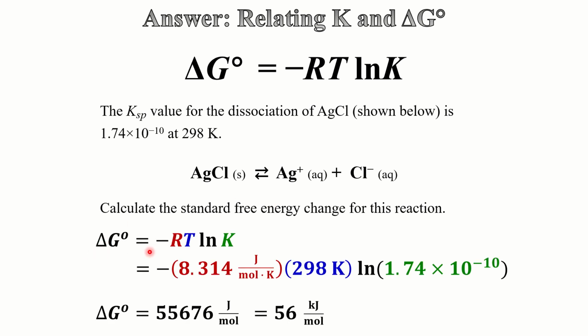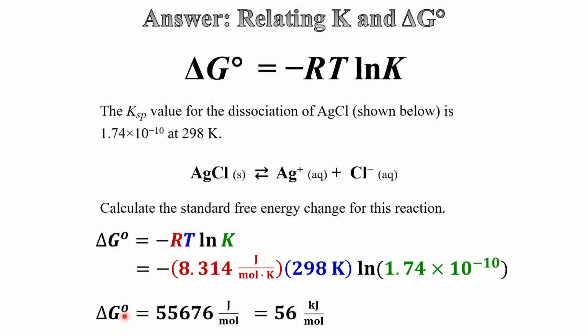Delta G naught equals negative RT ln K, so we've got the negative sign out front. R is the ideal gas constant, 8.314 joules per mole Kelvin. T is the temperature given as 298 Kelvin. And K is 1.74 times 10 to the negative 10th, so we can plug that in here.